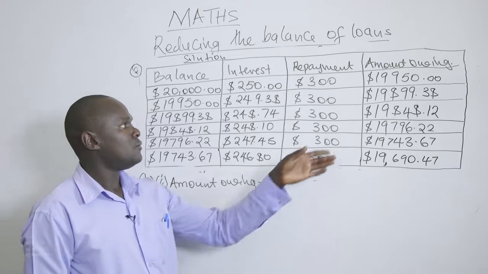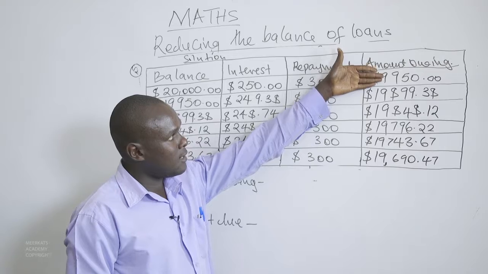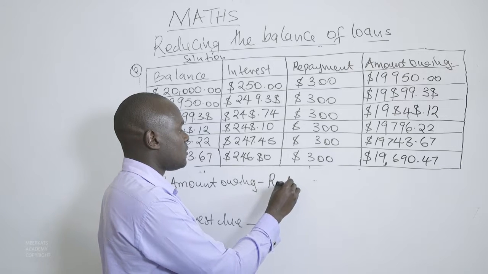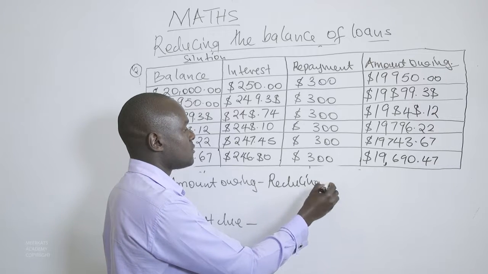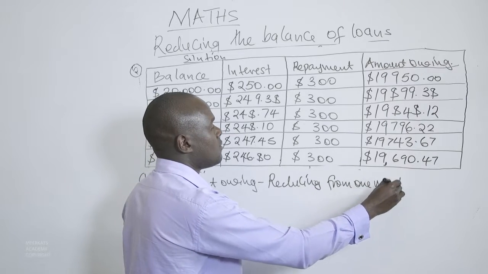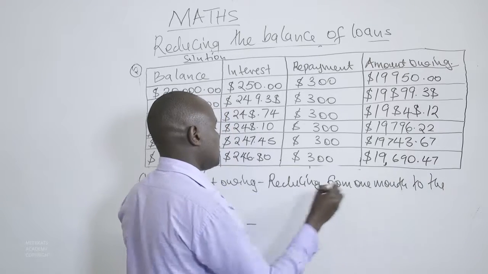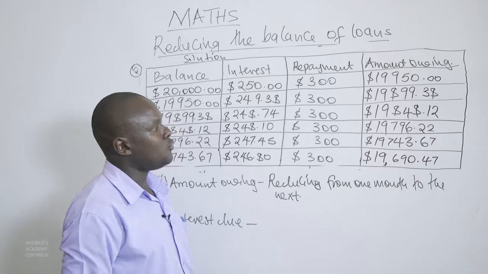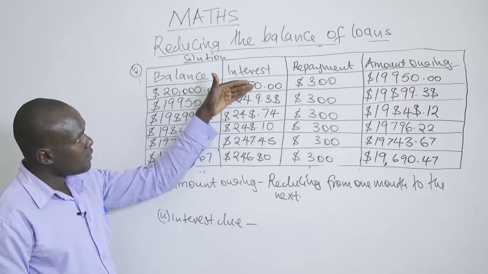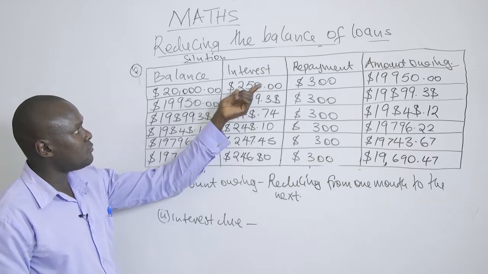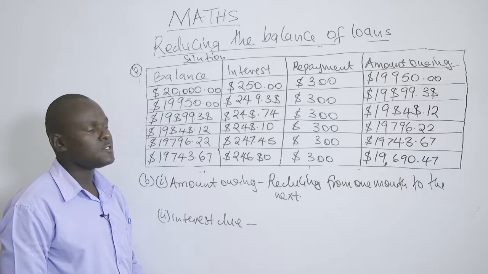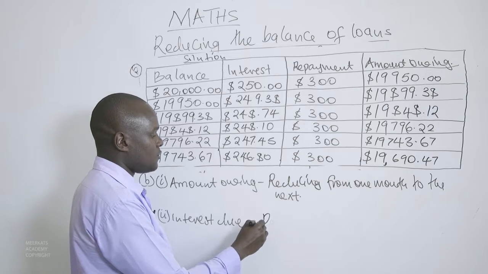Just like in the previous example, when you look at the amount owing down the table, the amount owing is reducing from 1 month to the next. And also when you look at the interests, they are also reducing from $250, and during the 6th month, the interest is 246.80. So the interest is also reducing.